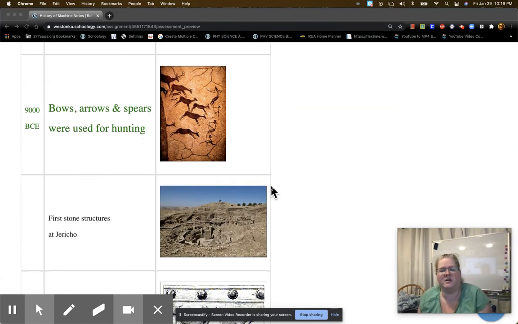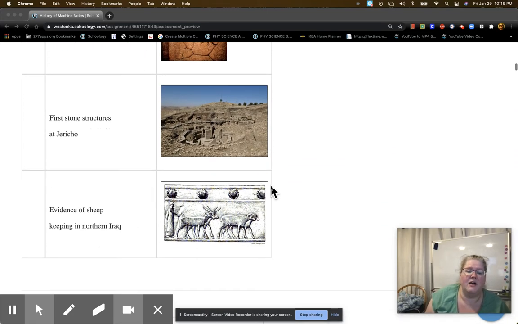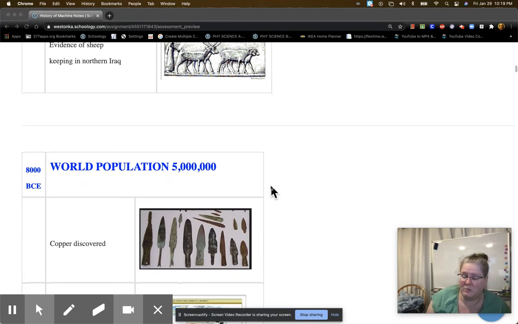Bows, arrows, and spears were really used for hunting at this point. It's depicted even in cave paintings. The first stone structures of Jericho. Evidence of sheep being kept in Iraq. In 8,000 BCE, our world population had gone from 10,000, 200,000 years ago, to 5 million. So we're growing. We're not living very long. I mean, if you make it to 30, you'd be old at this point. You want the specific dates, you can look it up for life expectancies, and I should put that in here, but maybe that's something you'll tell me I should add this year.